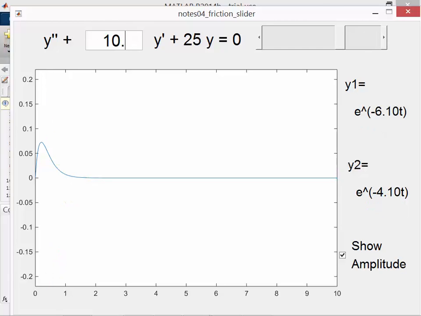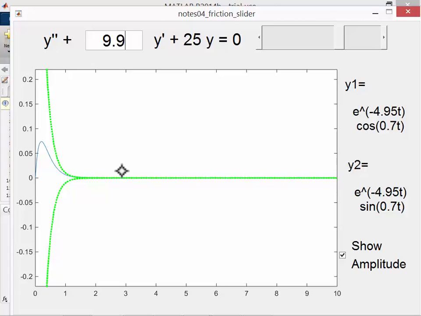Notice if we went to exactly 10 here, we would have the exponential of e to the minus 5 t and t e to the minus 5 t. That's just that graph there. No real visible distinction between that, 10.1 and 9.9, even though the solutions look dramatically different from the mathematical formulas.